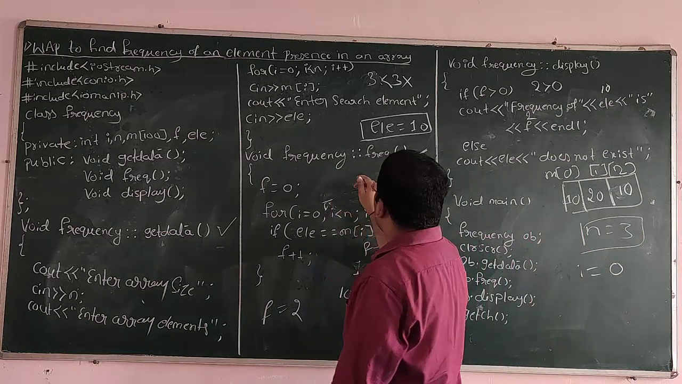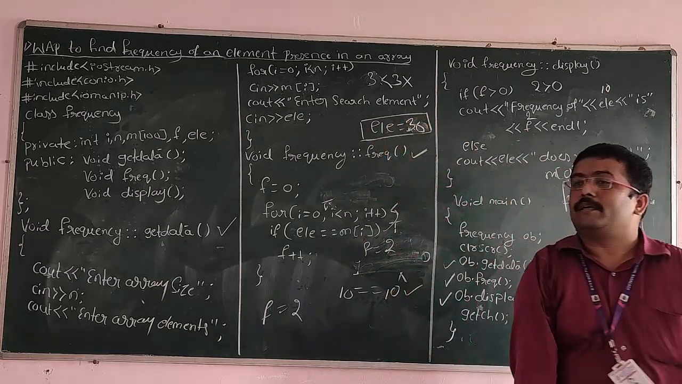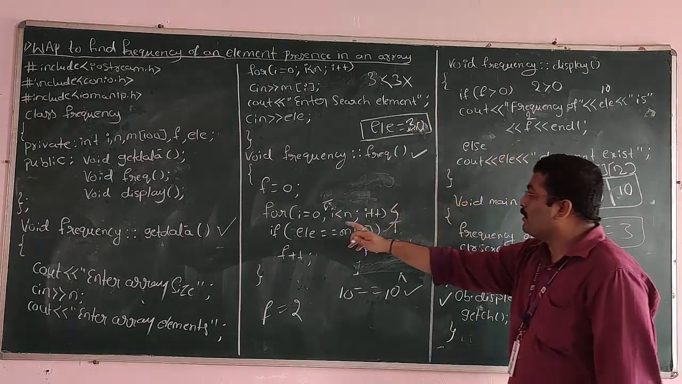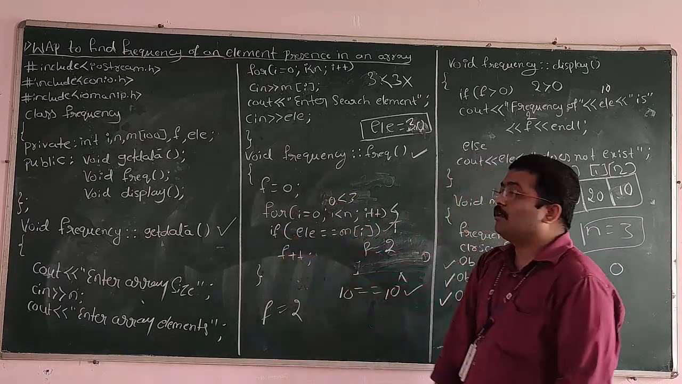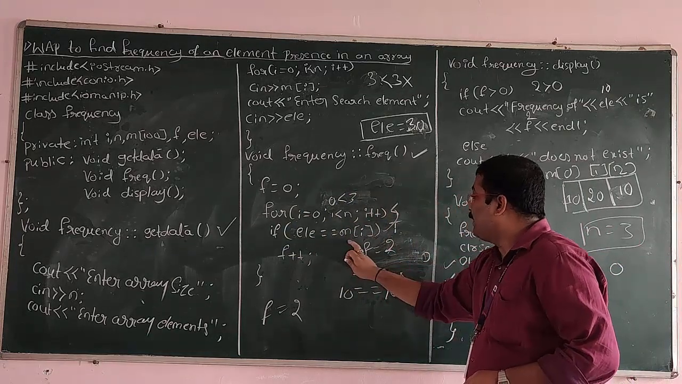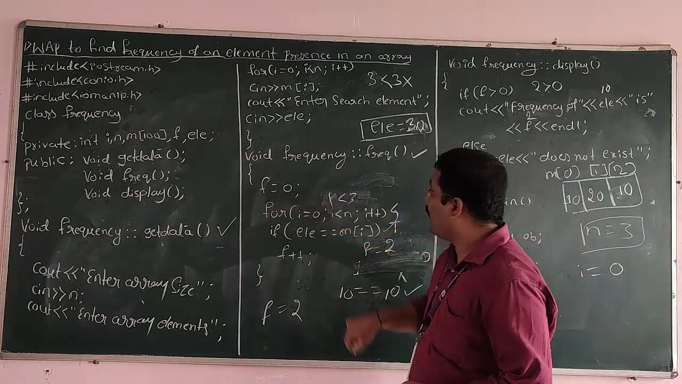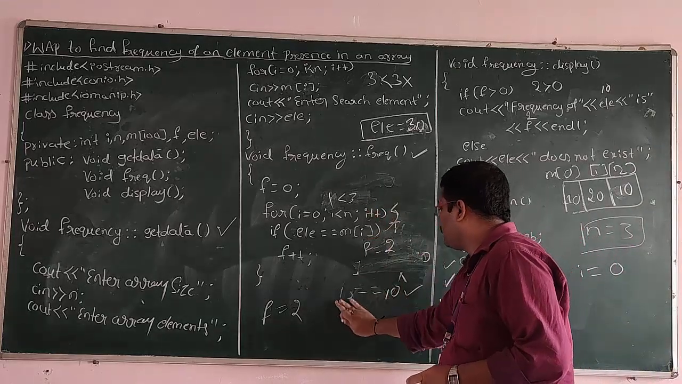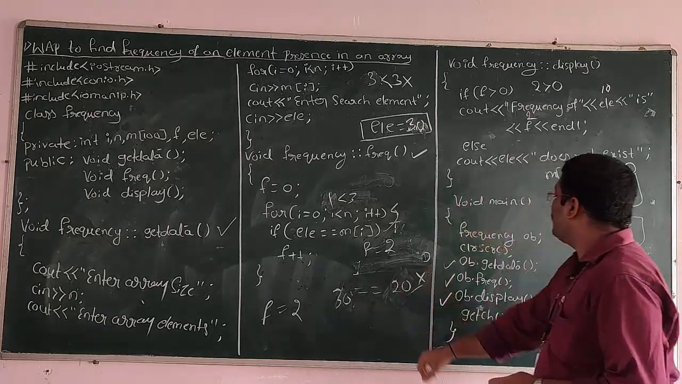In the other case, suppose I take the search element as 30. The element value is 30. Again it will be checked. In the for loop, i is less than 3, 0 is less than 3? Yes, the condition is true. The element value is 30, so 30 equals 10? The condition is false. Again the i value is incremented, i becomes 1. Is 1 less than 3? The condition is true. The element value is 30, so 30 equals 20? Again the condition is false.